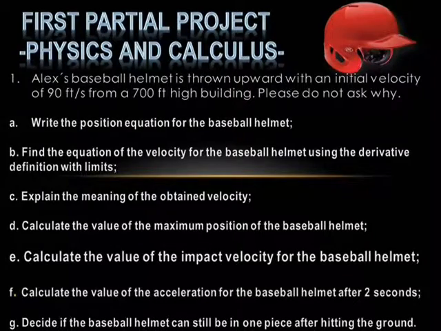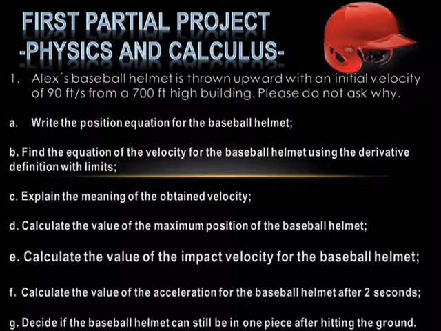Alex's baseball helmet is thrown upward with an initial velocity of 90 feet per second from a 700 feet high building. Please do not ask why. The first instruction is to write the position equation for the baseball helmet.